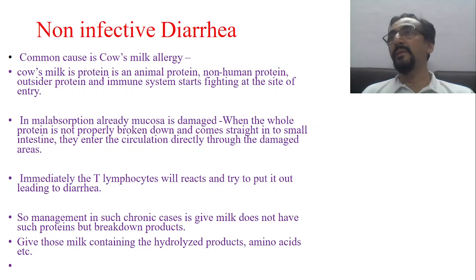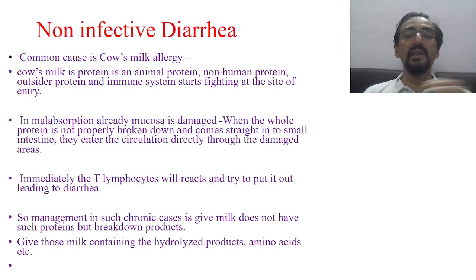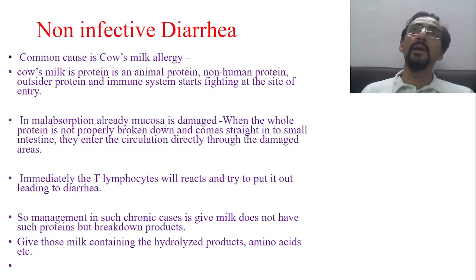Whenever such things happen, so बाहर से animal protein हो सकता है या जो भी है, immediately the body's immune system becomes very alert and T lymphocytes will start reacting against that, and it will try to put it outside the body, and this process actually leads to diarrhea.